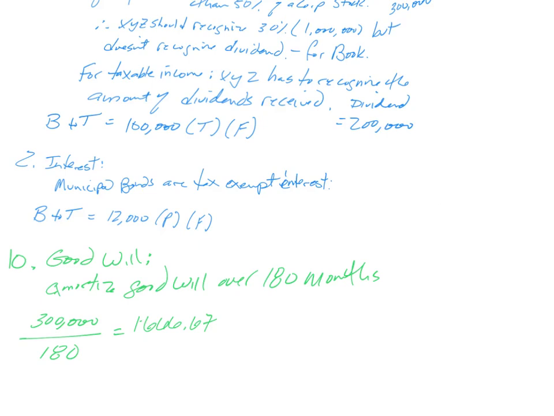Okay, but what do we know? We know that they acquired this business in July, so that's 6 months. And so times 6 months, that's $10,000. So what do we know? We know that they are allowed to deduct $10,000. So this is the goodwill deduction. All right, let's take a look.